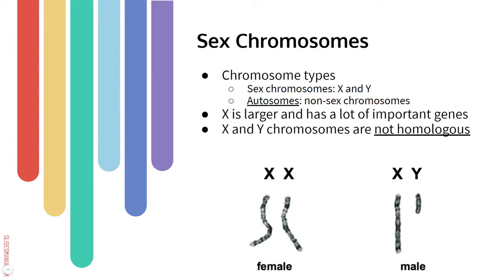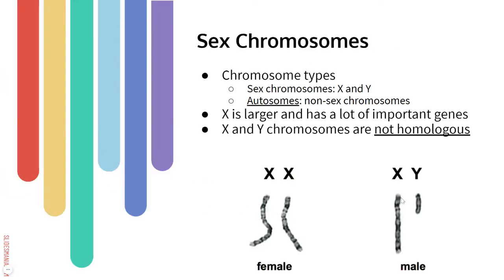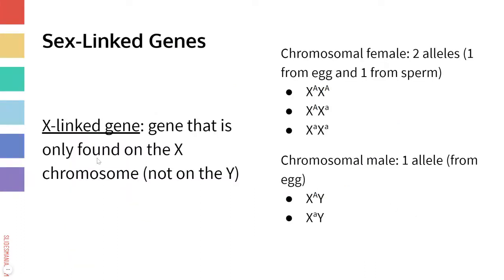And when we're thinking about a sex-linked trait, what we're going to be talking about is a trait where the gene for that trait is located on a sex chromosome. Most often, we're going to be thinking about X linked traits or X linked genes. And again, that's just because the X chromosome has so many more genes on it than the Y chromosome. So it's more likely that we'll be thinking of a trait that's going to be on the X chromosome compared to the Y chromosome. So an X linked gene is a gene that's only found on the X chromosome, it's not present on the Y chromosome.